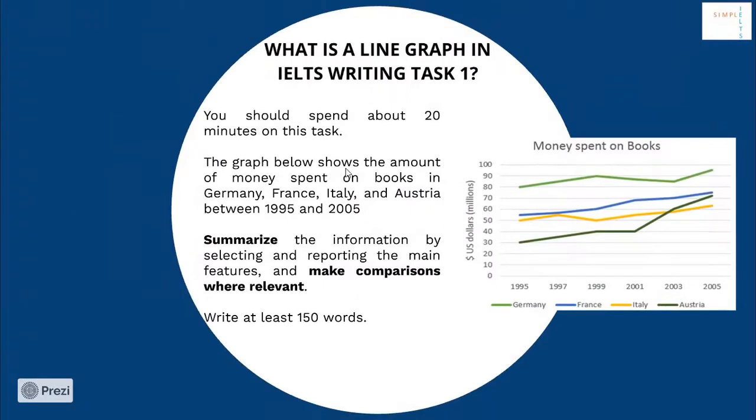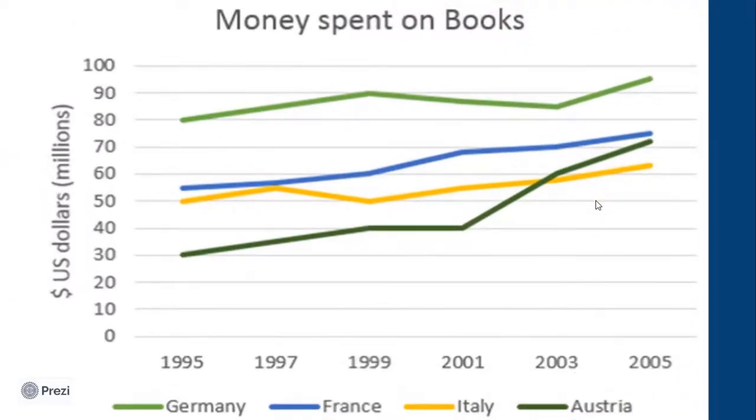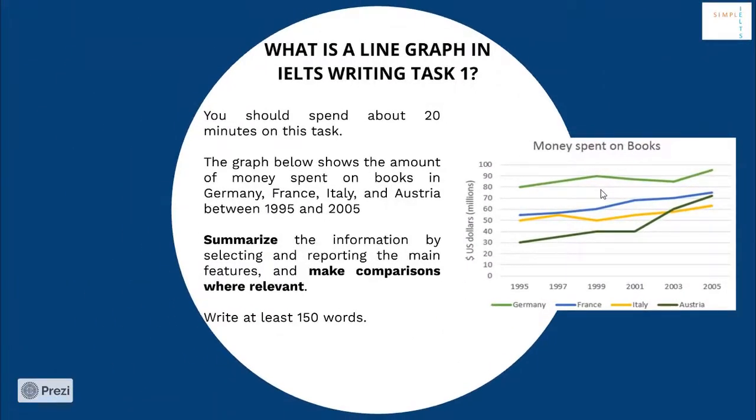And then there are a few things that we have to understand in doing IELTS Writing Task 1. First is that you should spend about 20 minutes on this task. So we only have 20 minutes to do this. And then there's written information giving a little bit of information about the line graph. The graph below shows the amount of money spent on books in Germany, France, Italy, and Austria between 1995 and 2005. Also, there's an instruction that we have to follow: summarize the information by selecting and reporting the main features and make comparisons where relevant.